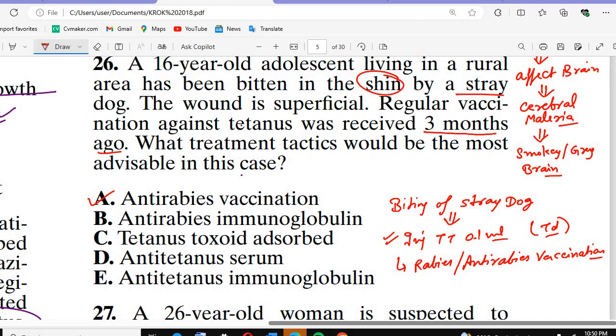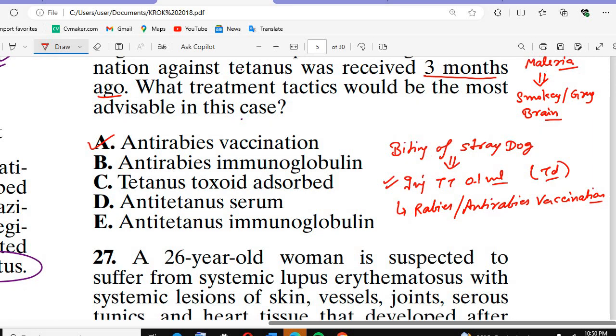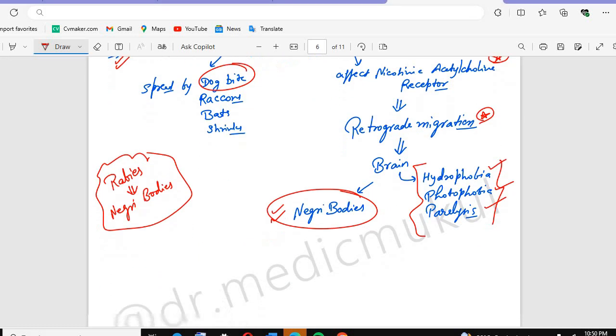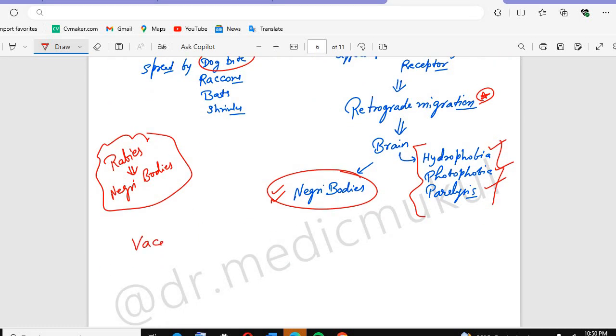So what do we have to give? We have to give the anti-rabies vaccination. We did not write the vaccination, that is the important one. So before, what we can do is give the vaccine, that is the ARV, and we call this the anti-rabies vaccine.